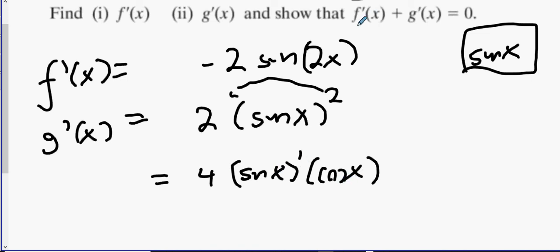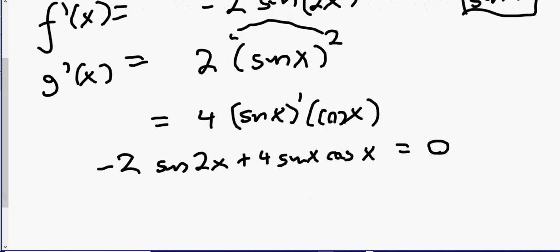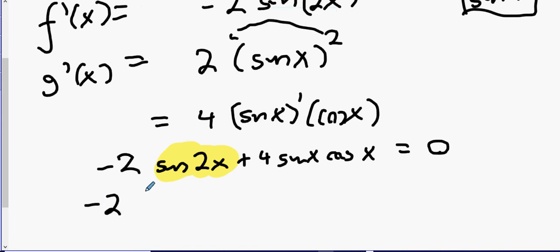Now what does it say at the end? Show that when you add them together, the answer is 0. Okay. What's f of x? Minus 2 sine 2x. And g of x is? Anybody know where to look? Page 13 or 14 of your maths tables. Do you see anything for sine 2a or sine 2x? What do you see? What do you say, Matthew?